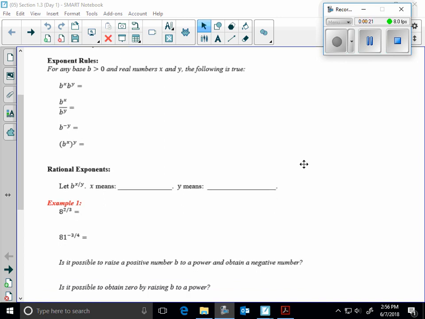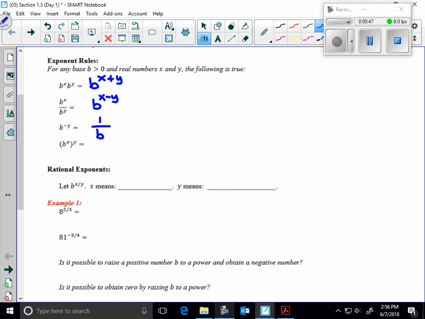These are just properties of exponentials, and we'll get to logarithms at some point here as well. But here I would get, we would add those two exponents. Here, when you divide two exponentials of the same base, you'd subtract top minus bottom. Here, this is the same as 1 over b to the y power. And here we would multiply.